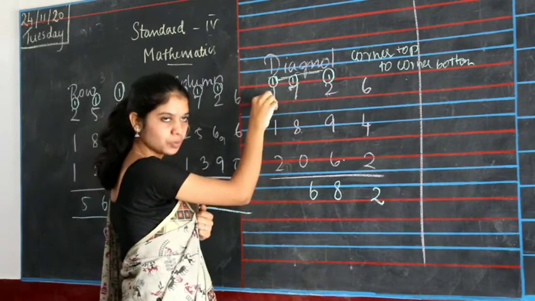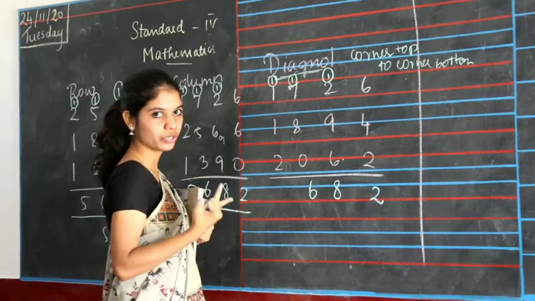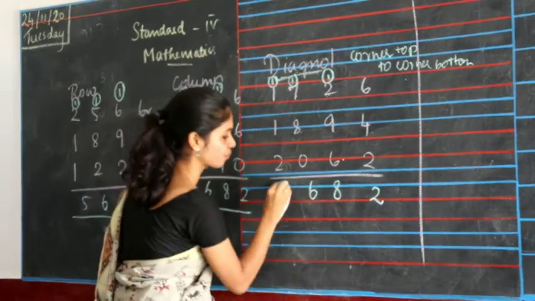1 plus 1 will be 2. 2 plus 1 will be 3. 3 plus 2 will be 3 in your mind, 2 in your finger. 3 after 4 and 5.